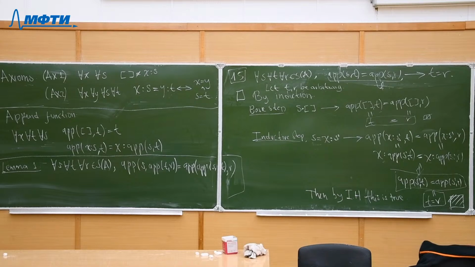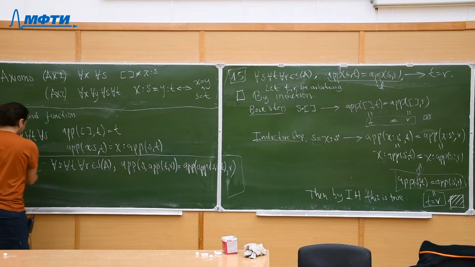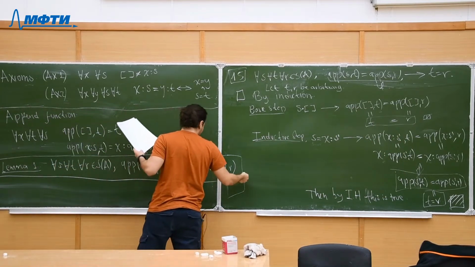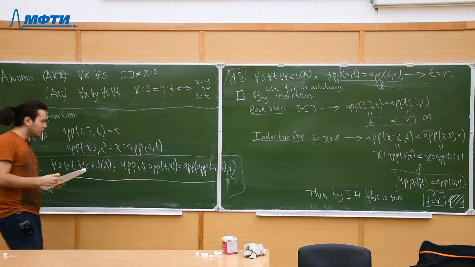Now 16. Number 16. This is the last one, I believe. So we have A and B. For this we need to define a new function, the reverse function. So let me write that here. Can you see? Yes. So the reverse function. How are we going to define that?